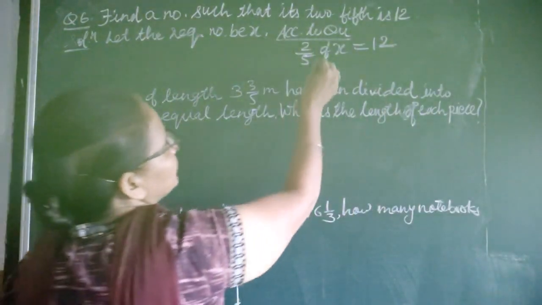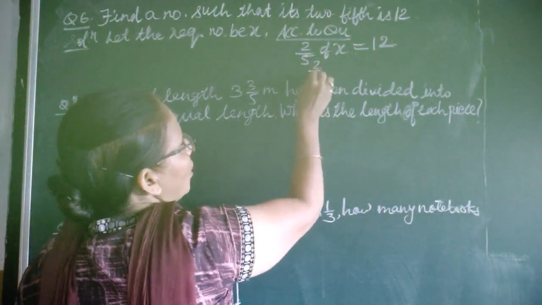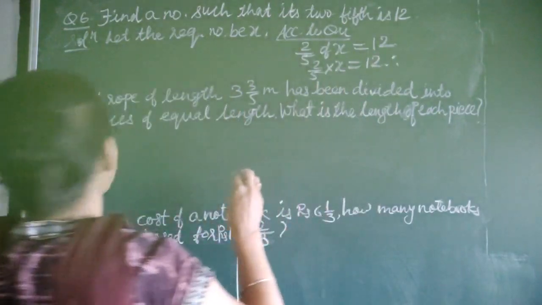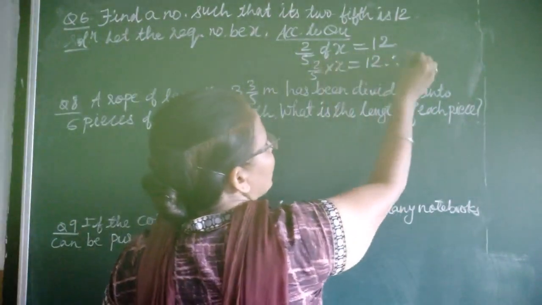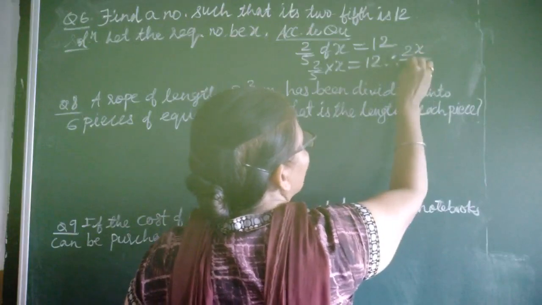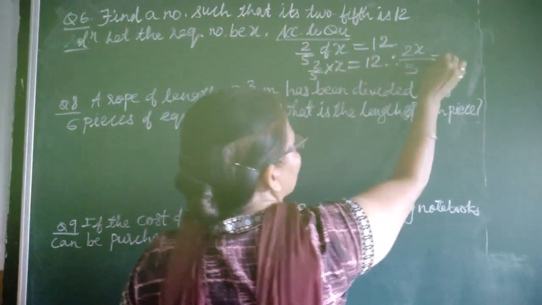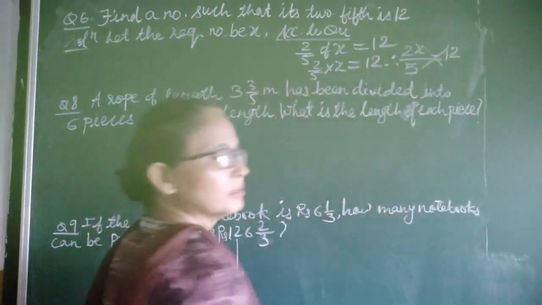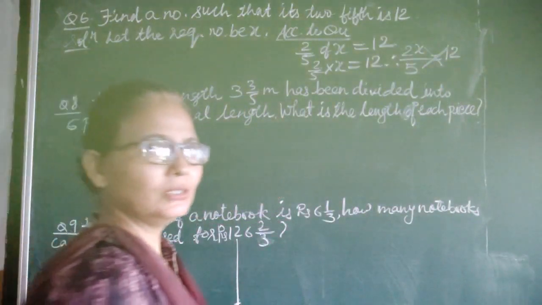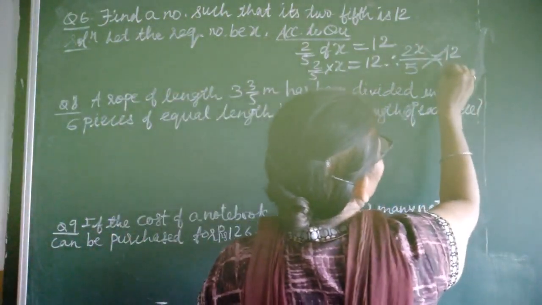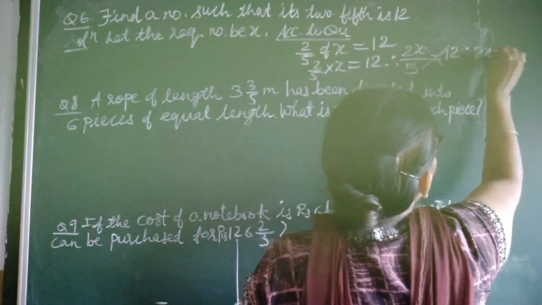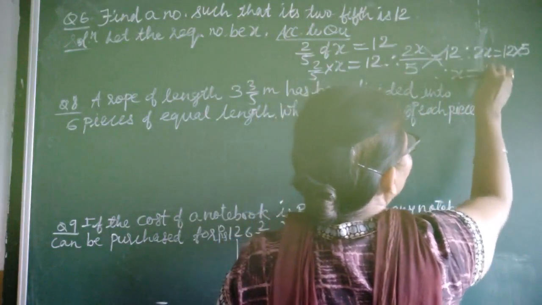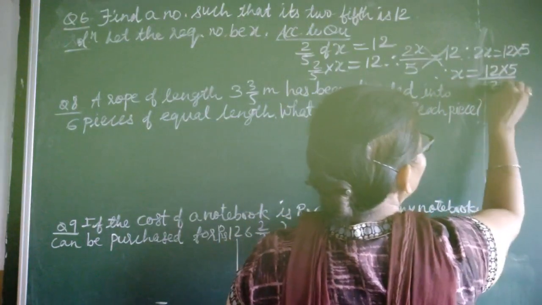Now let's simplify. 2 by 5 of, you know children, of means multiplication, is equal to 12. Now what will be your next step? 2 into x is 2x by 5 is equal to 12. And now children, you will use cross multiplication. So let's multiply. Therefore 2x is equal to 12 into 5, and therefore x is equal to 12 into 5 by 2.